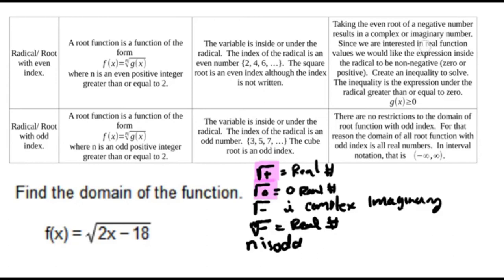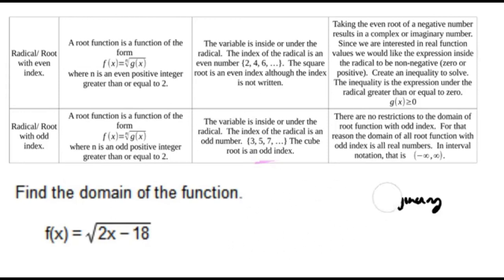Since we're interested in real function values, we would like the expression inside the radical to be non-negative, 0 or positive. We're going to create an inequality to solve, and that inequality is the expression underneath the radical greater than or equal to 0. So we've made g of x the expression that's underneath the radical, and we want that to be greater than or equal to 0. That's positive or 0 or non-negative. So let me erase these markings and we'll work out the domain for this example.